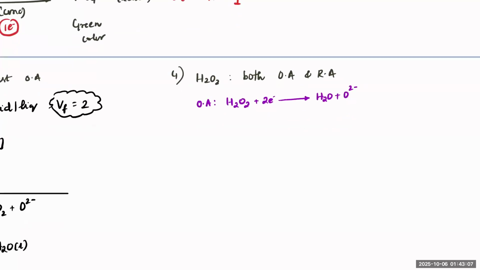And as a reducing agent, H2O2 will convert itself into O2 plus 2H plus and 2 electrons, so it is giving away 2 electrons. So what did we learn? The valency factor for peroxide, both as an oxidizing agent and as a reducing agent, will always remain 2. It will always involve 2 electrons for accepting or for giving away.